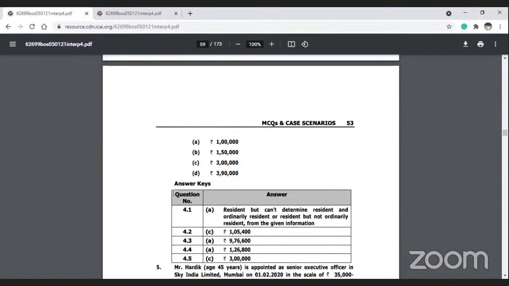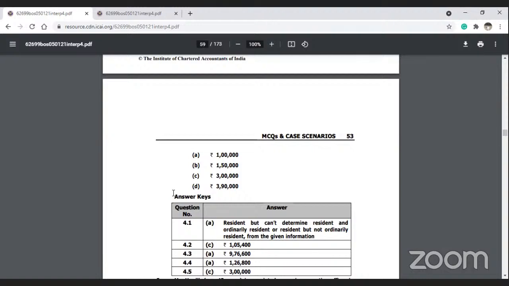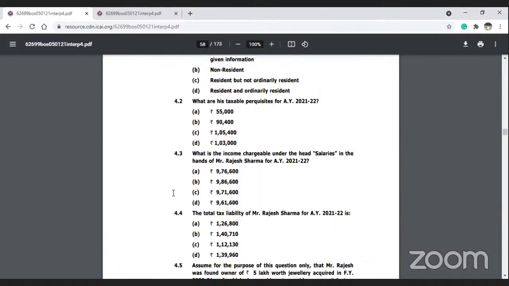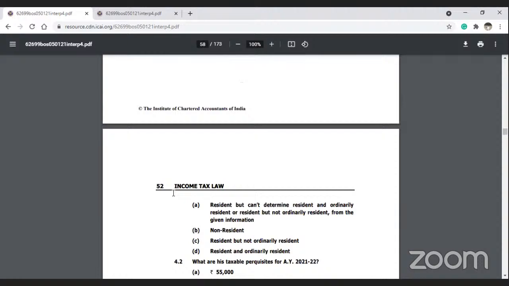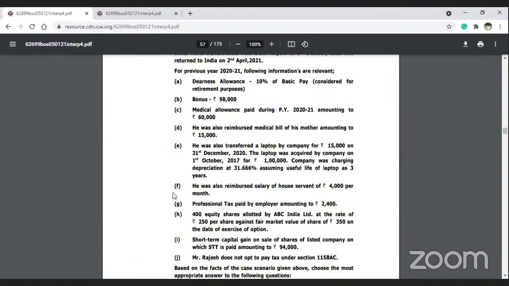No, it is 105,400. I didn't get that 6,400, the computer calculation. Computer calculation, it will be 1 lakh. Professional tax: first we add it and then reduce it. But that is not a perquisite, no? But the professional tax is paid by the employer. The employee didn't pay it; the employer bore the expense. So that is perquisite. Yes, because first it is borne by the employer.